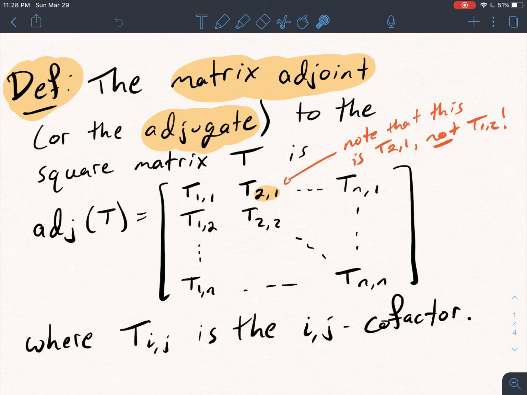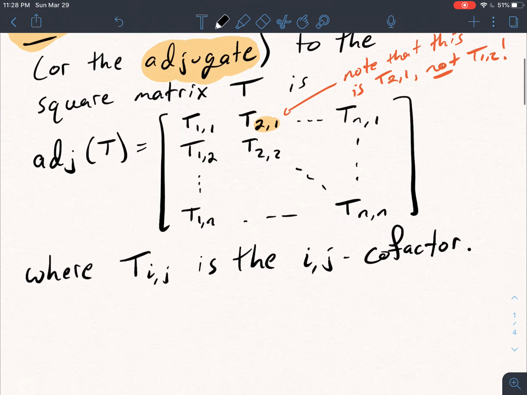And then T12 would be the same sort of thing. It would be the 1,2 cofactor. Except here's the thing, you have to be careful with this. So T12 is the cofactor where you delete row 1 and column 2, but we're looking at T12. So it's not exactly what you would expect it to be. All of the indices are reversed here.